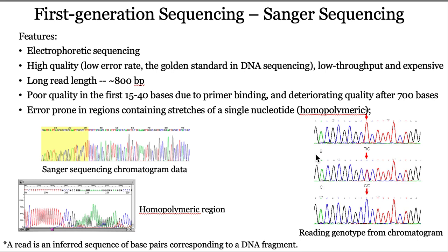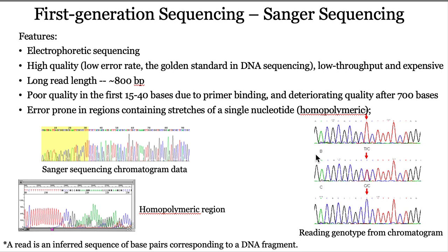And the read length is about 800 base pair. Basically, you can read 800 base pairs, and that's considered relatively long. Later, when you compare to the second generation sequencing technology, you can see that 800 base pair is actually quite long. And this is the typical result from a Sanger sequencing run. Usually at the beginning, the quality is relatively bad. That's because the primer binds nearby.